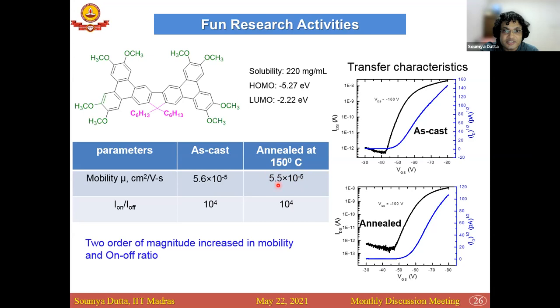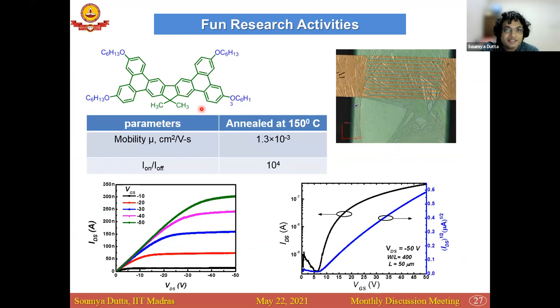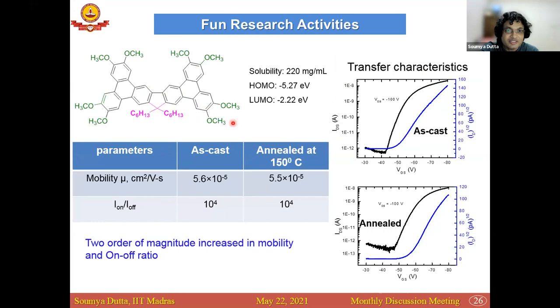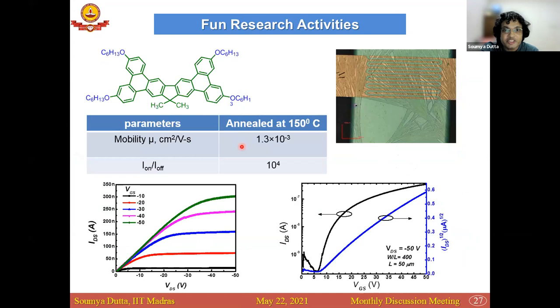Further improvement was done, and it's actually very interesting. In this structure, the methyl and the hexyl group are just interchanged. And what he found is a very high mobility, quite high, two orders of magnitude. And this is the number that most commercially available materials reach as well. So it is very interesting to see this, and a very nice crystalline structure is coming. Well, we could not continue because the student already left.